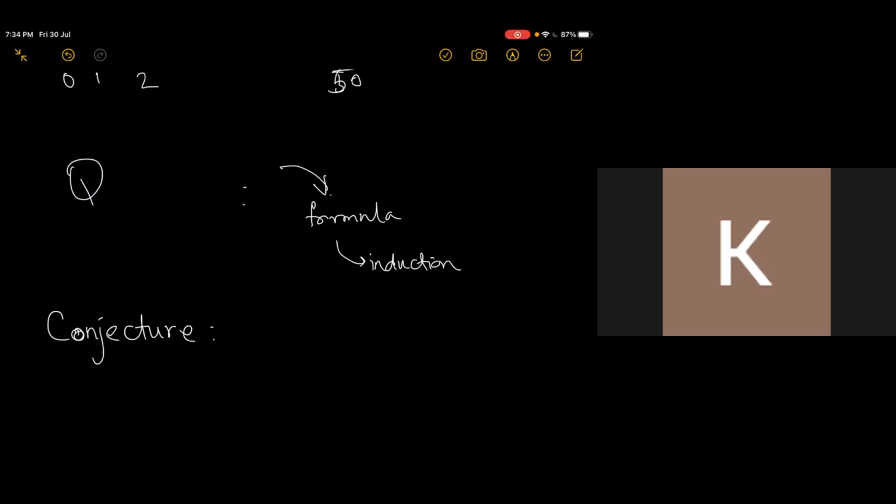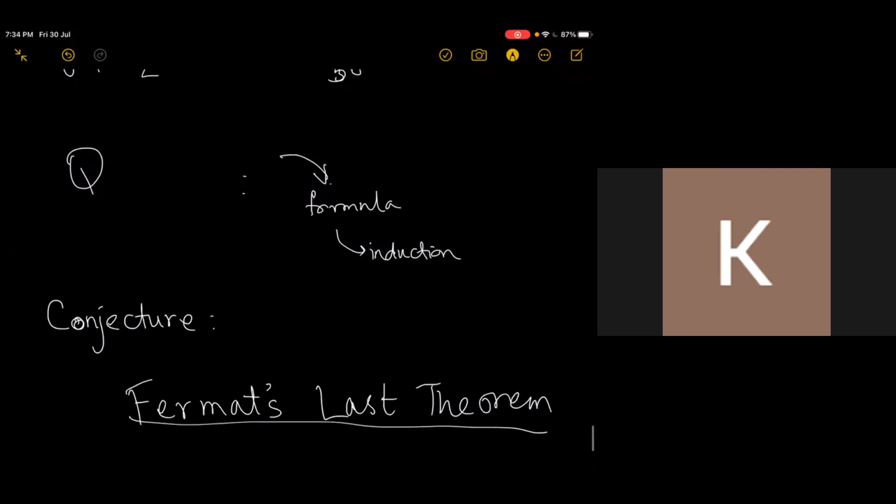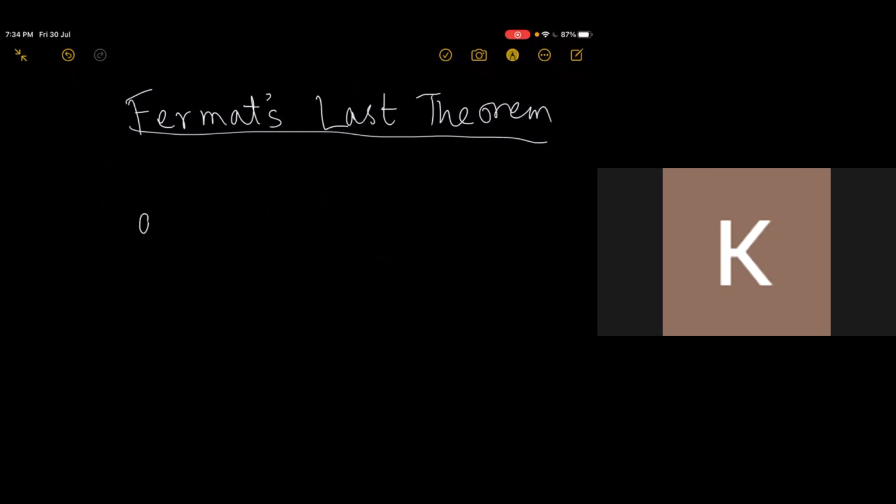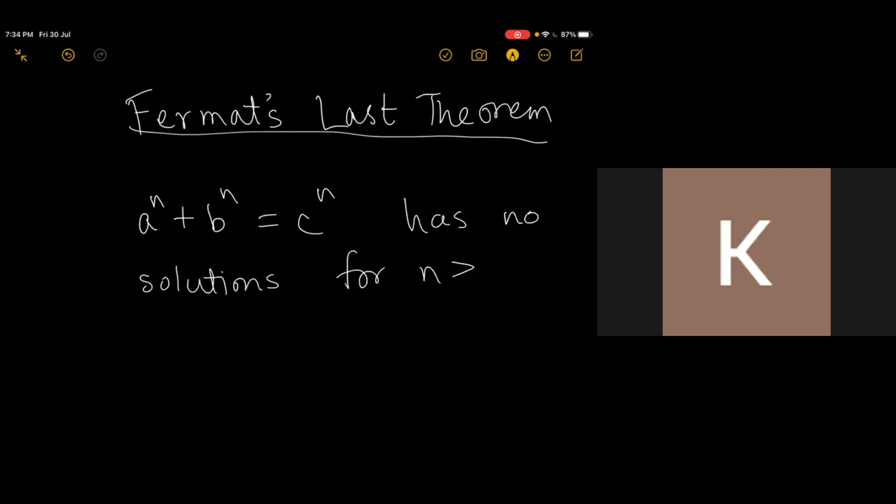So, you know Fermat's last theorem? Anyone knows? It is a very famous theorem. It says that a to the power n plus b to the power n equal to c to the power n has no solutions for n greater than 2, where a, b, c are integers.